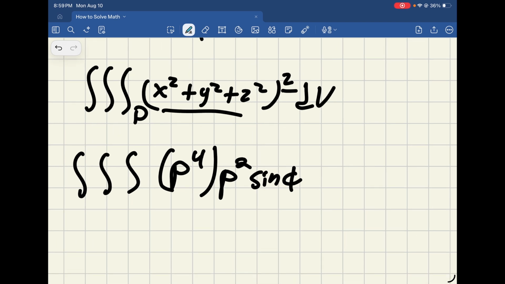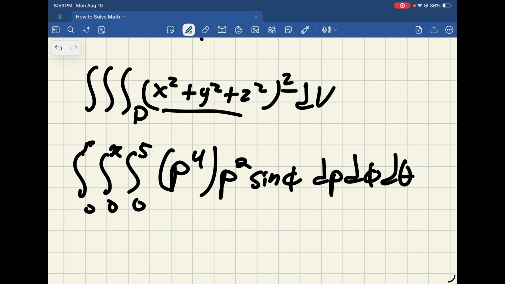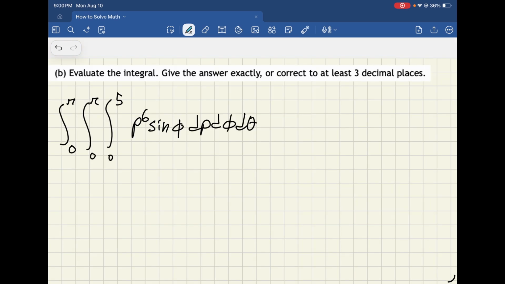And I realize I wrote this a bit too small. d rho d phi d theta, with our boundaries being 0 to 5, 0 to pi, and 0 to pi again. Now let's go ahead and solve this. I rewrote this as rho to the power 6 times sine phi, and the reason I did this is because rho to the power 4 times rho to the power 2 is just going to be rho to the power of those exponents added based on exponent rules.